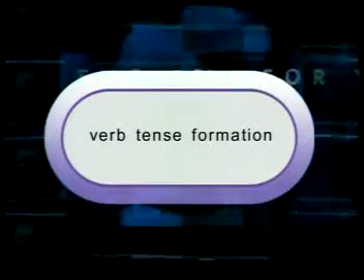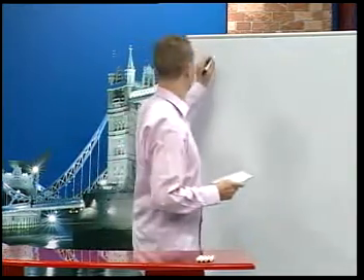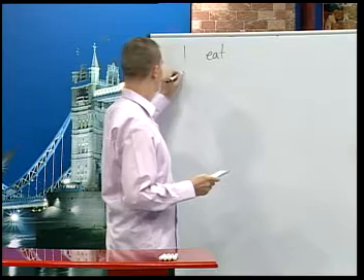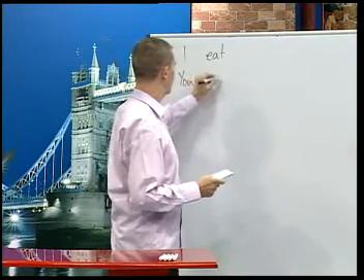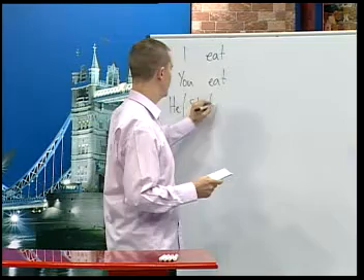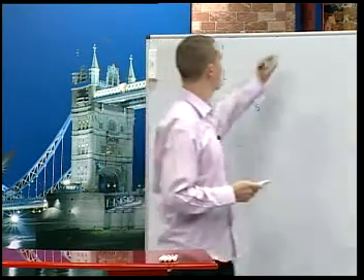Verb tense formation. Now let's review verb tenses and how each tense is formed. The simple present tense is formed in this way. I eat, you eat, he, she, it eats.